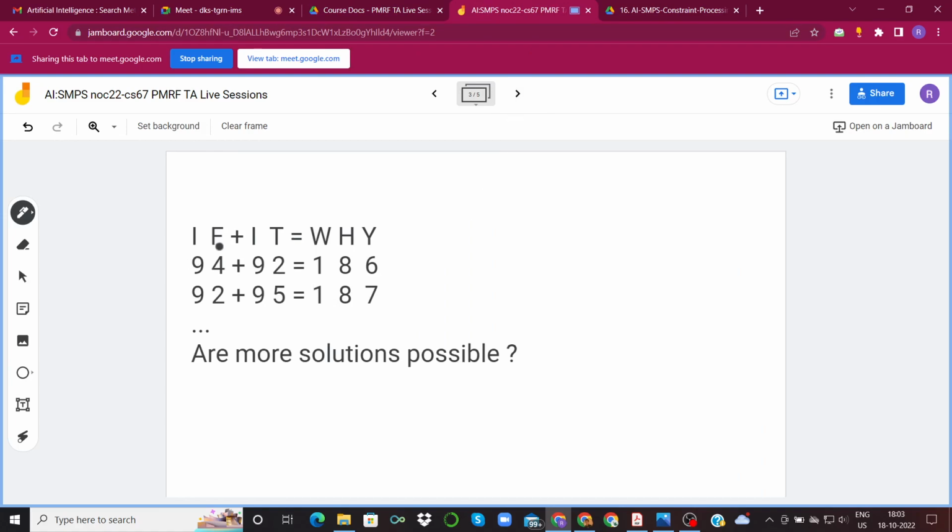So suppose we have IF plus IT equals Y. I've shown two possible solutions. So what do you think? Are more solutions possible? And by the way, are these solutions correct or wrong?